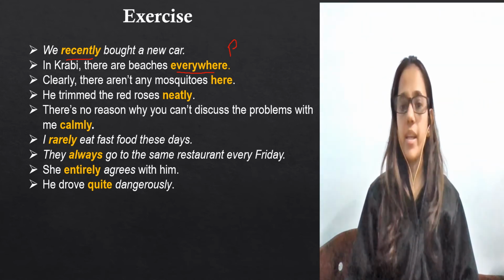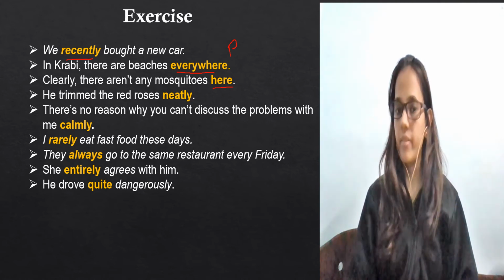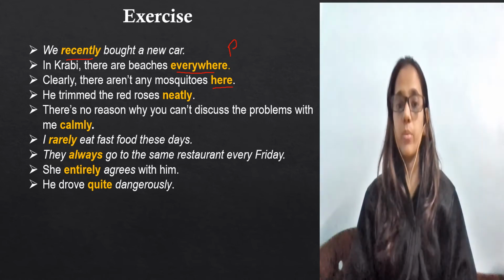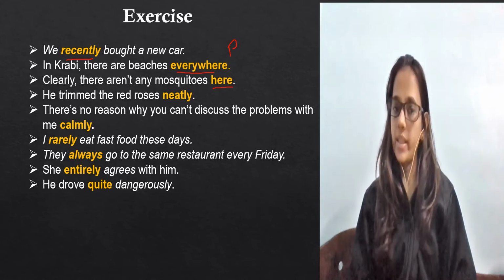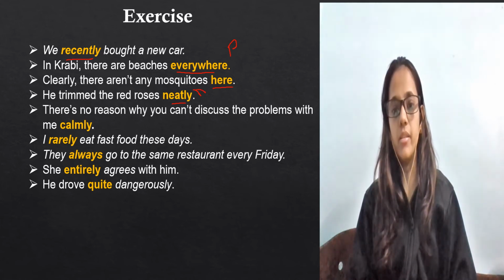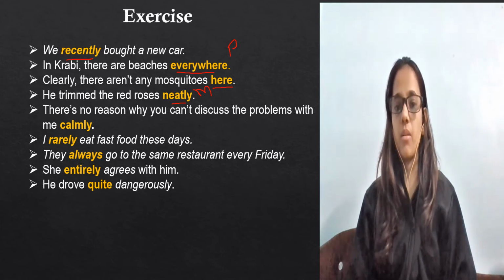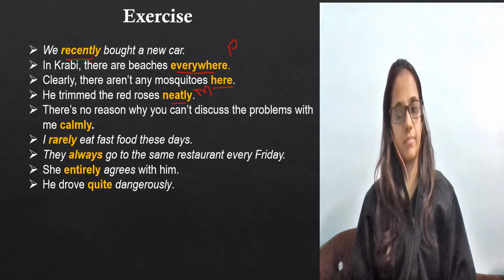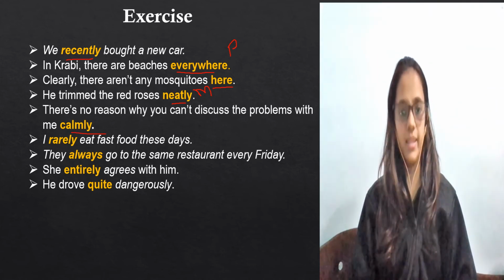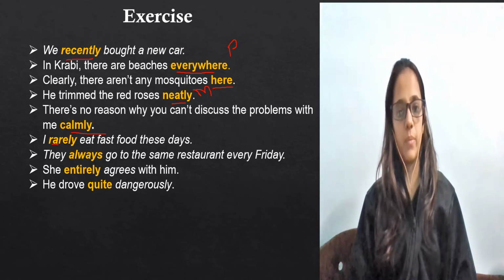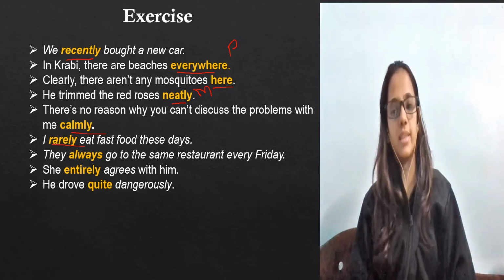Clearly, there aren't any mosquitoes here. Where? Here. He trimmed the red roses neatly. How? Neatly. So, adverb of manner. There's no reason why you can't discuss the problems with me calmly. Understanding? I rarely, adverb of degree, eat fast food these days.